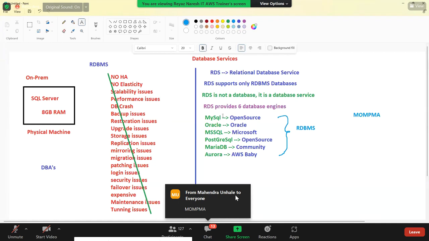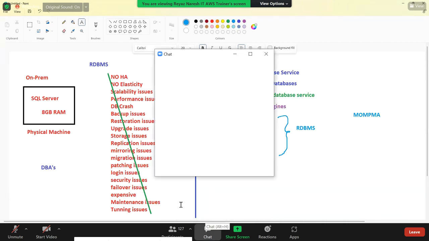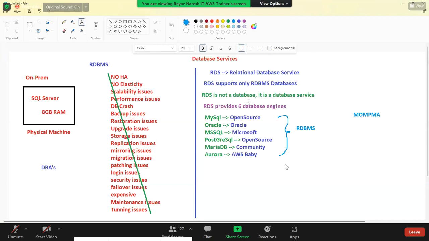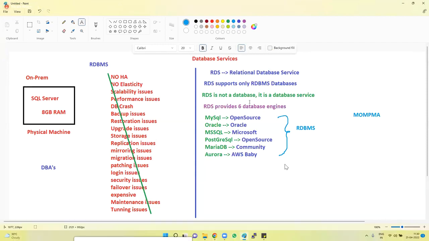Guys, are we here to learn SQL queries, writing tables, creating tables, and writing stuff, etc.? Are we here to learn all these things? No. We are learning only the AWS part. So in AWS, how do we set up these engines? How do you configure it? How to secure it? How to take the backups, etc.? That we'll be learning.